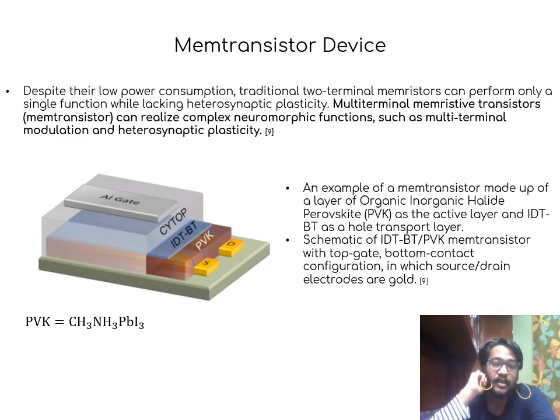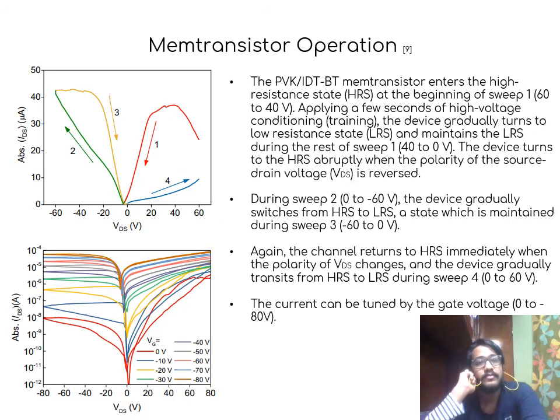Memtransistors are similar to memristors with an additional gate electrode to modulate the hysteretic current. The function of a memtransistor is similar to a memristor with a pinched hysteresis in the IV curve and a low resistance state to high resistance state transitions. The additional gate voltage is used to control the current through the device as shown in the figure here.